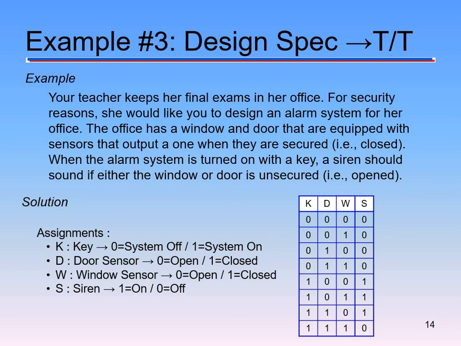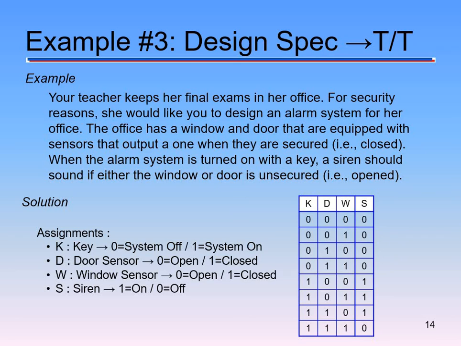And then you have to design and say what it means for the key. So a 0 for the key means the system is off. A 1 for the key means the system is on. So the only possible way for us to get a siren is what? When the key is a 1. Okay? So anytime that key is a 0, we will not be able to have a siren. So all the sirens are going to be zeros for there.